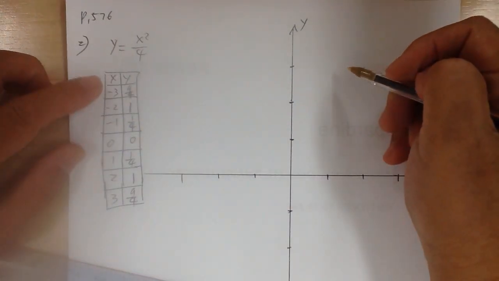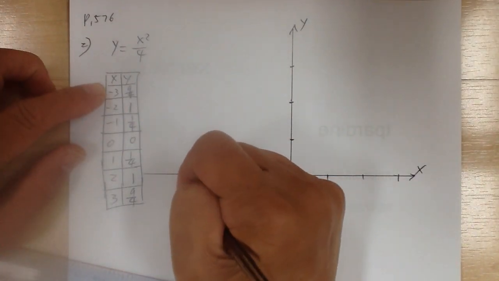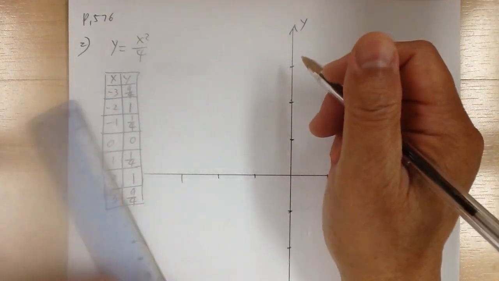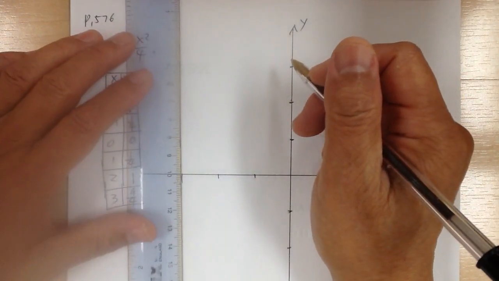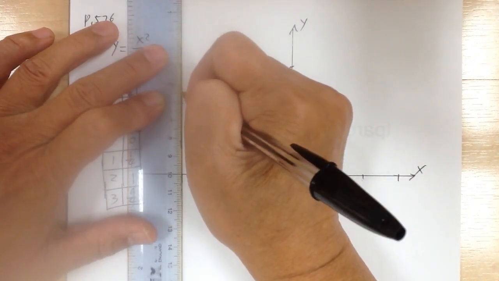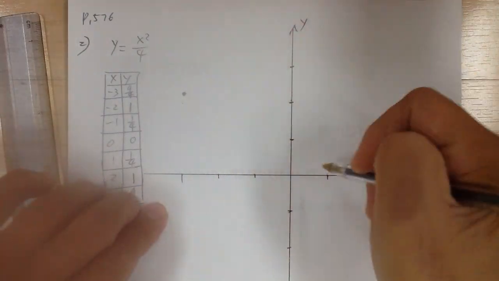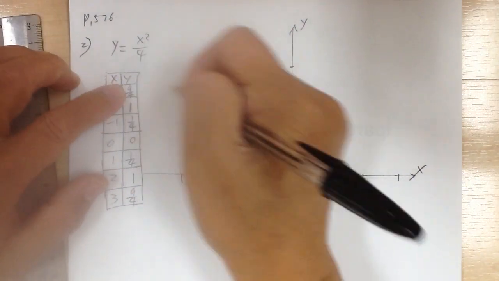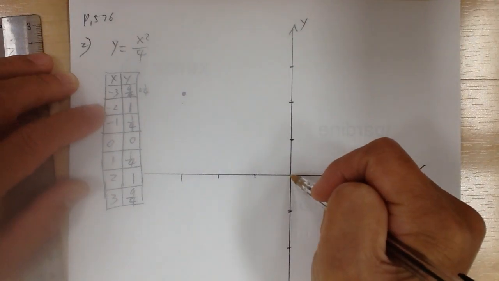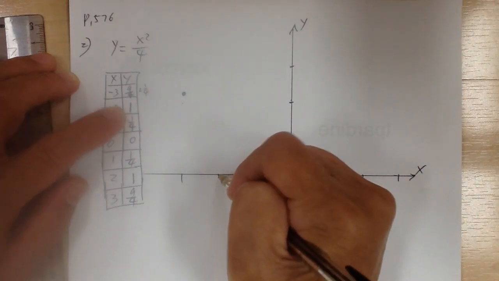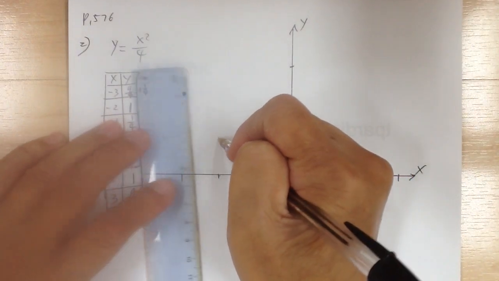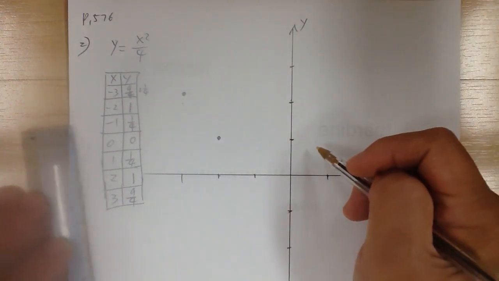Okay, so when x equal to -3, this is going to be 2.25. Okay, so it'd be 1, 2. It's going to be right over here. Okay, so you can use your graph. So this is 2 and 1/4. Okay, when x equal to -2, y equal to 1, so it's going to be right over here. Okay, you can use your graph paper.